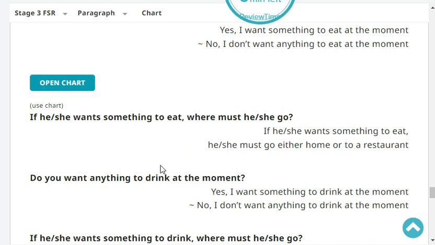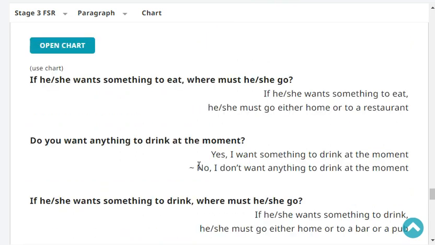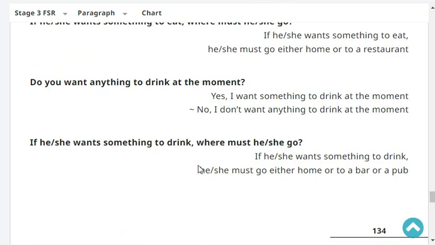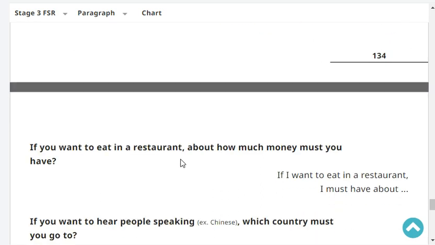Do you want anything to drink at the moment? Yes or no? Yes, I want something to drink at the moment. Very good. If he wants something to drink, where must he go? If he wants something to drink, he must go either home or to a bar or a pub. Very good.